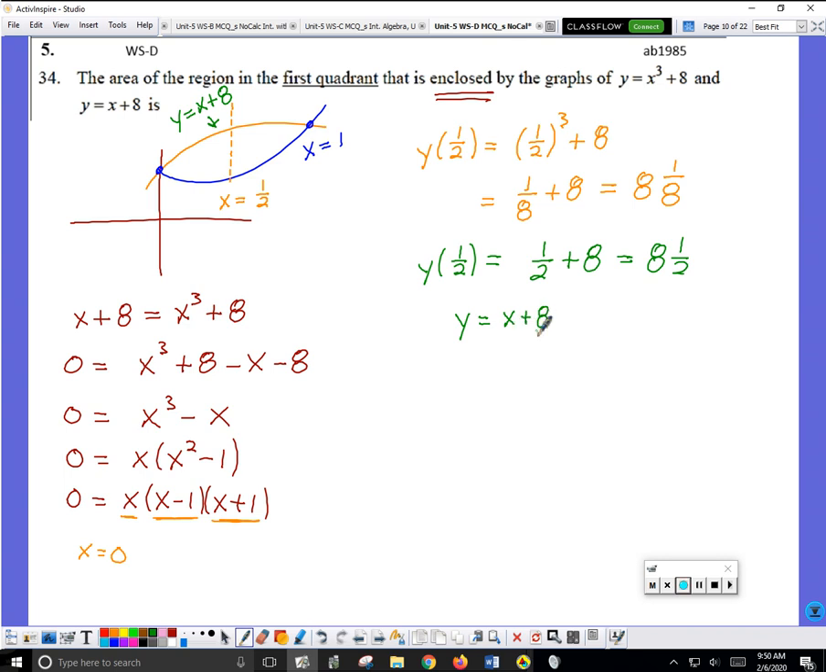This equation has a point at an x coordinate of 1/2 and a y coordinate of 8.5, because I figured that out using the equation x plus 8. You good now? Yeah. Want me to keep going? Okay. 2 points. Good work. Anyone else?